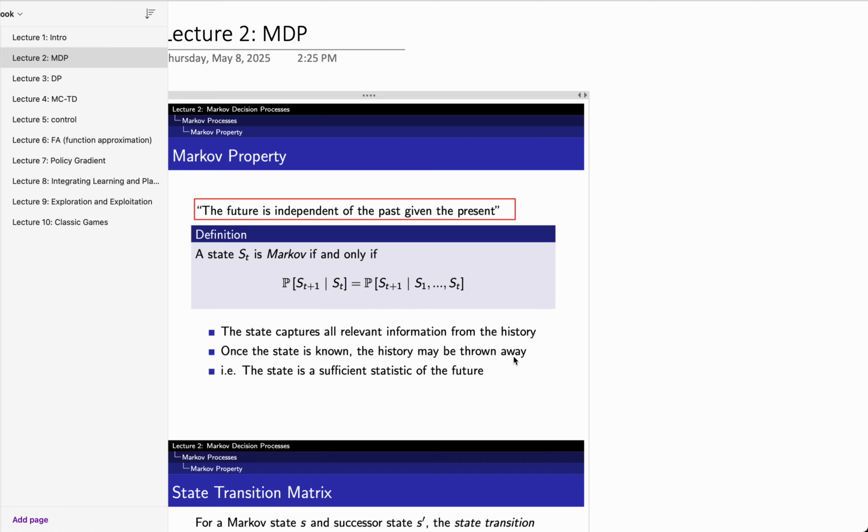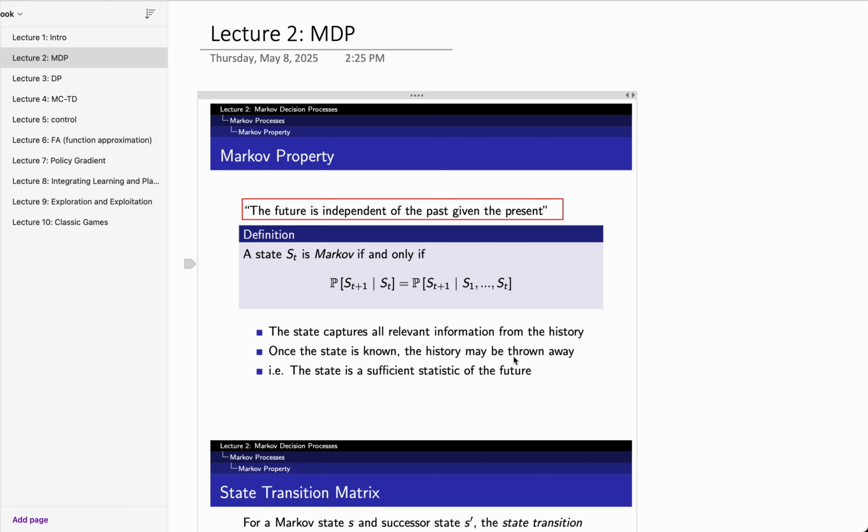So with that, I'm going to move to lecture two, Markov decision process. This is the structure he used to structure the reinforcement learning problem. First he defined a Markov state, called S_t. A Markov state basically says that the current state captures all the previous states. So I can just get rid of all the previous information as long as I know the current state. That is called a Markov state.